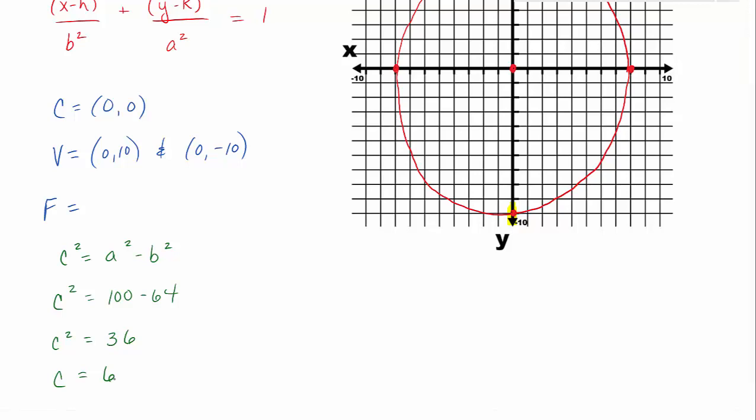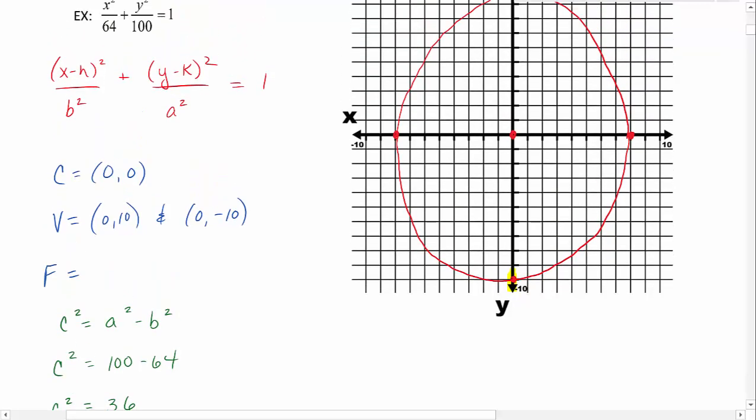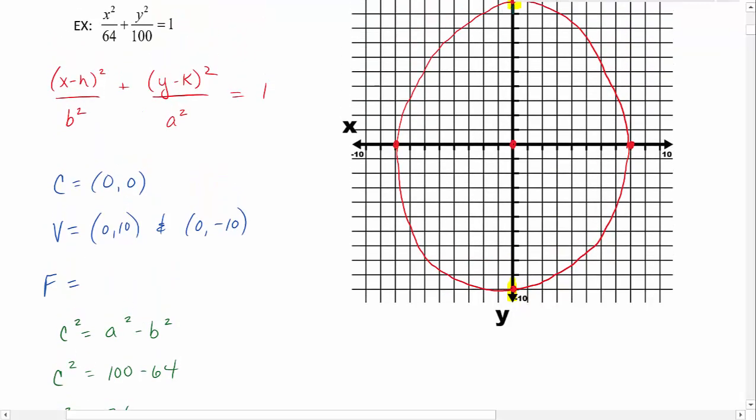All right, so our foci are c units away from our center along the major axis. Here's our major axis. So I'm going 6 units away from my center. So 6 up and 6 down. My foci are the ordered pairs (0, 6) and (0, negative 6).